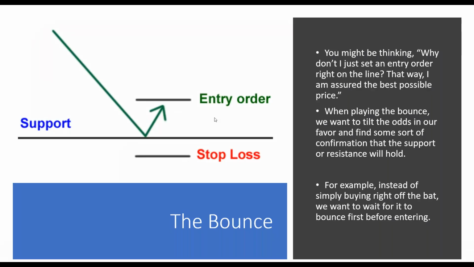So the best way to play this is to wait till price bounces off of that support zone and moves back up to set an entry order. And you would put your stop loss a few pips, depending on volatility in the asset, a few points below that support line, and you'd enter a few points above, but you'd have to wait for the bounce, and that's why it's called the bounce.